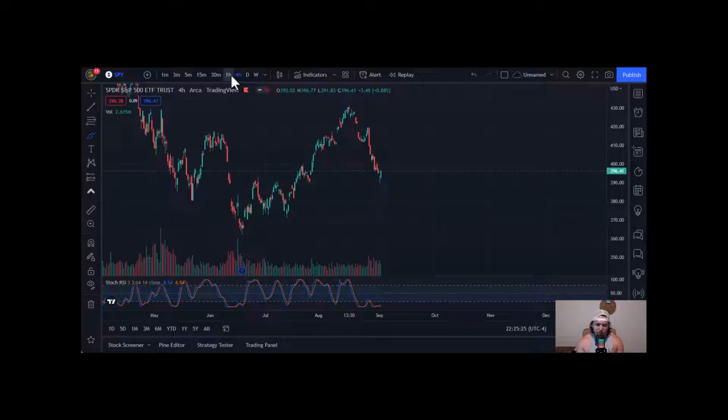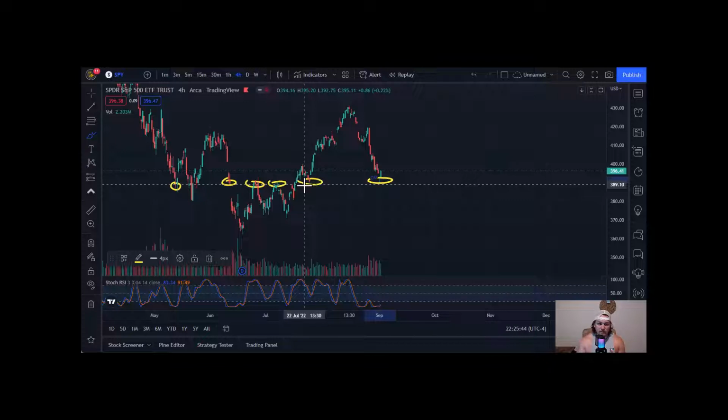And when I do that, I usually look at the 4-hour or the 1-hour chart. And for me, this is pretty straightforward, right? So I'm looking at this point, this point, this point, this point, this point, and then eventually this point. So those were the main levels I was looking at and where I wanted to see the S&P come down to, around 389 to be exact.